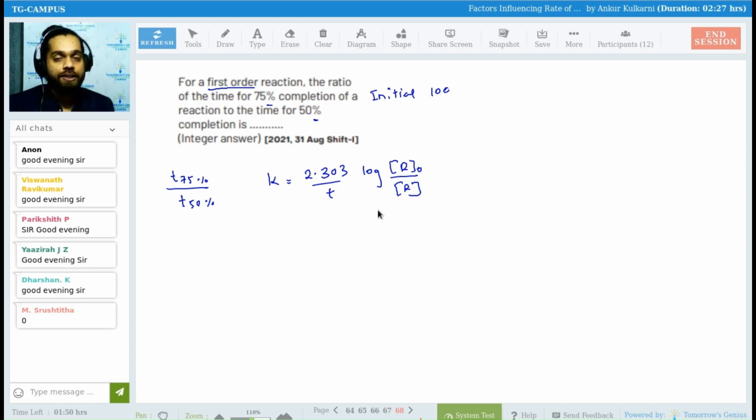Whenever you see the percentage in the question, write it down so that you do not forget. Write down on the top of your book: whenever you see percentage in the question, always consider initial as 100.